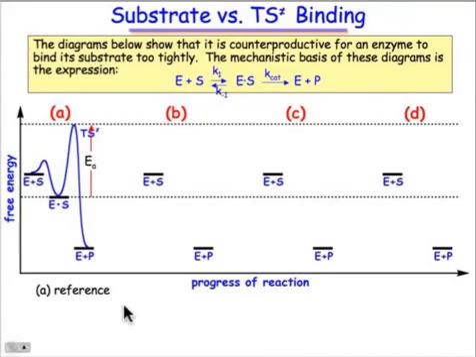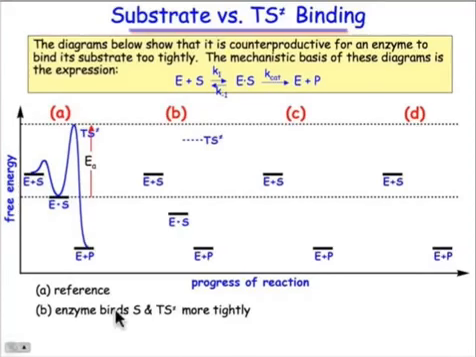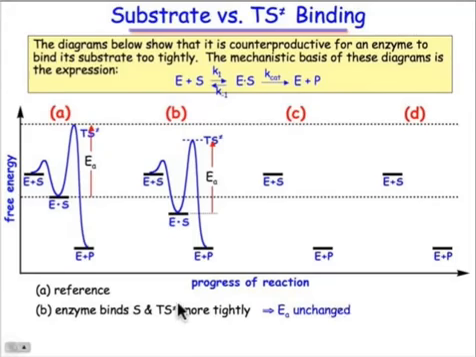So relative to the reference point, let's look at the case where the enzyme binds both the substrate as well as the transition state structure more tightly. In this case, we've dropped the E dot S below the reference point line, and by a similar degree, we've dropped the transition state energy below the reference point line. What's the result of that? Well, since they both fall by an equivalent energy, E sub A remains unchanged. The rate of the reaction is going to be constant.